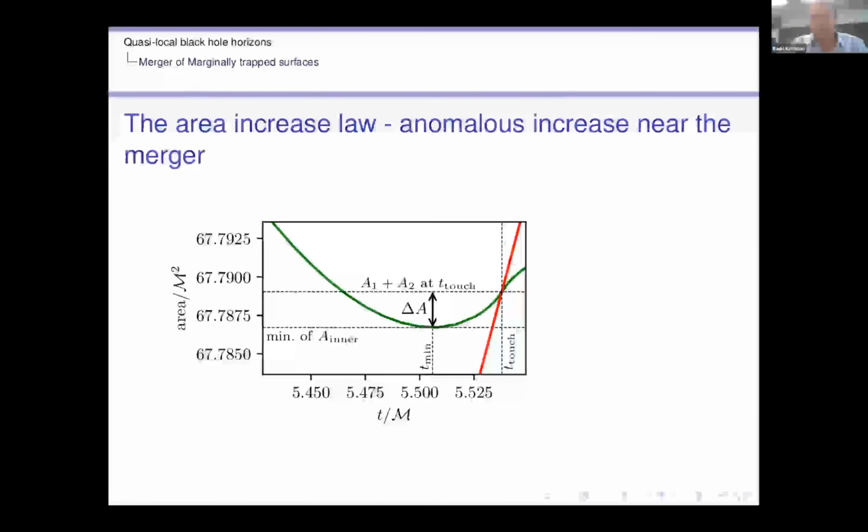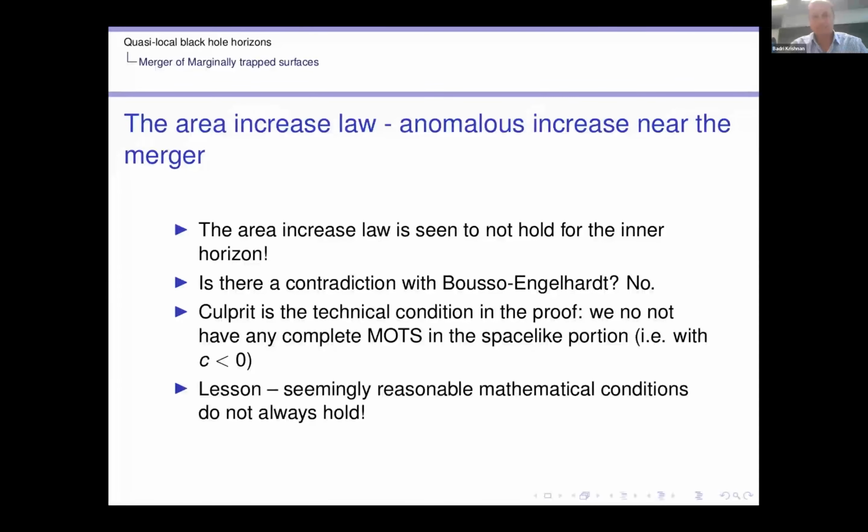So I'm almost out of time, so I'll close here. As I said, the area increase law is seen not to hold for the inner horizon. There's no contradiction with the Bousseau-Engelhardt result. It's not that the proof is wrong. It's simply that one of the conditions is not true. So the lesson here is that seemingly reasonable conditions mathematically do not always hold, and black hole mergers are one place where you can find strange things happening.